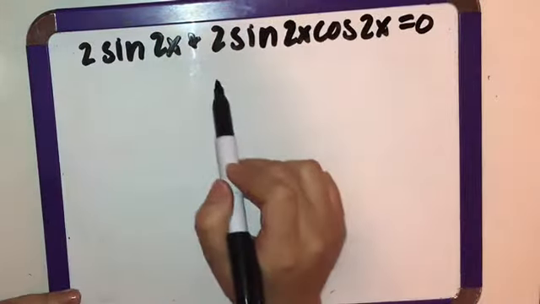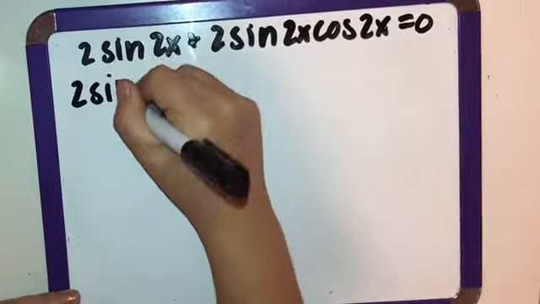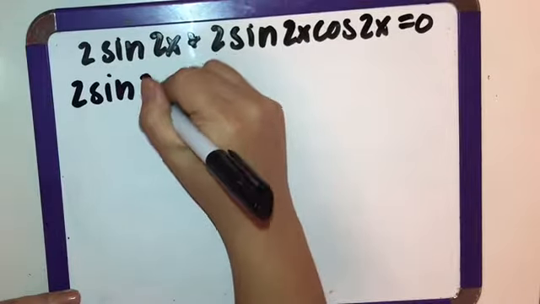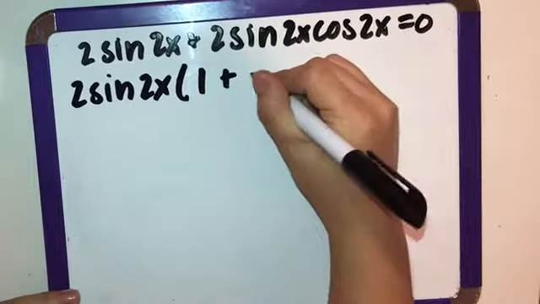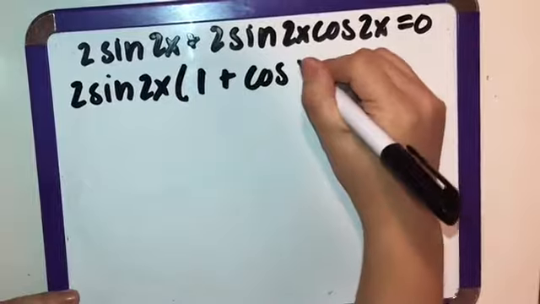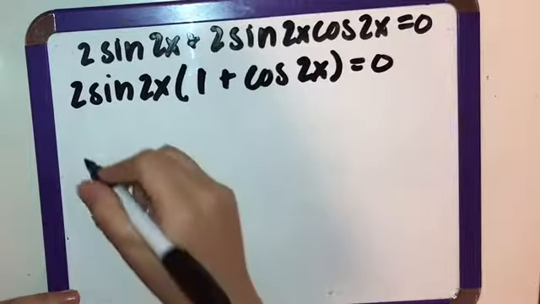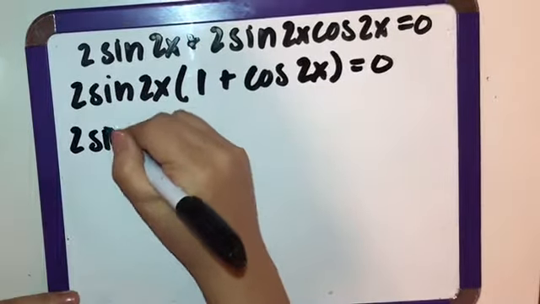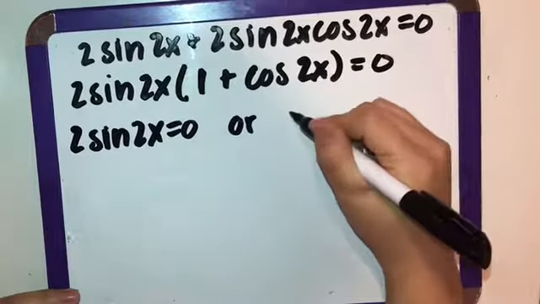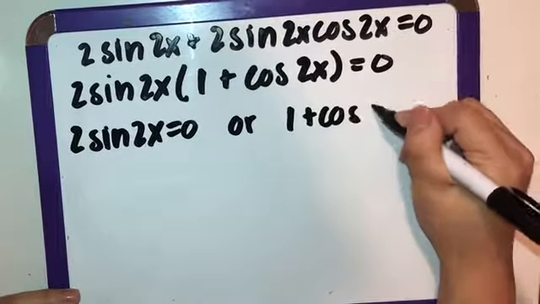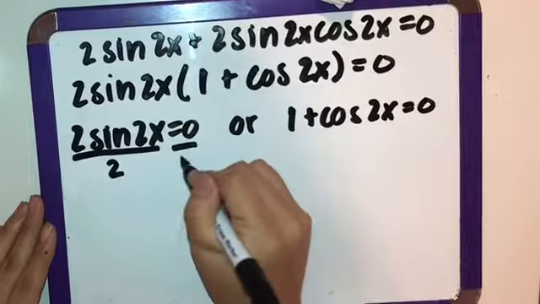Going back to our trigonometric equation, we have 2 times sine 2x plus 2 times sine 2x times cosine 2x equals 0. We can factor 2 sine 2x and have the quantity 1 plus cosine 2x equals 0. This can be separated into two equations where we have 2 times sine 2x equals 0 or 1 plus cosine 2x equals 0. First, let's do the equation 2 times sine 2x equals 0.